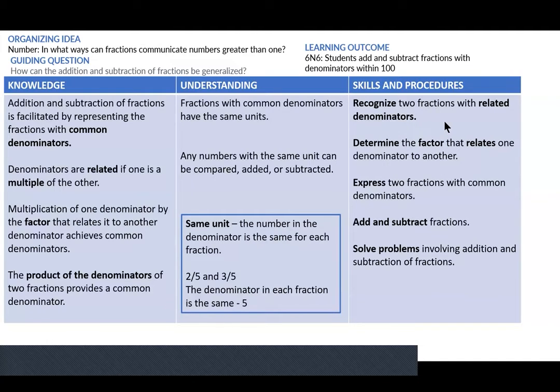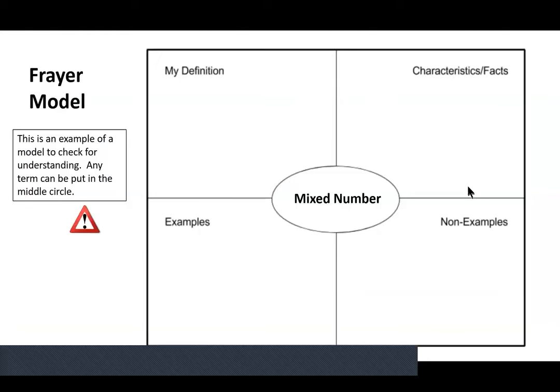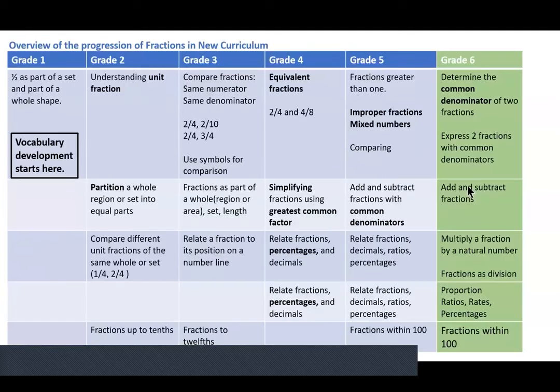So what the students have to do is recognize 2 fractions with related denominators, determine the factor that relates one denominator to another, because they're going to have to find a common one, express two fractions with common denominators, add and subtract, and solve problems involving them.